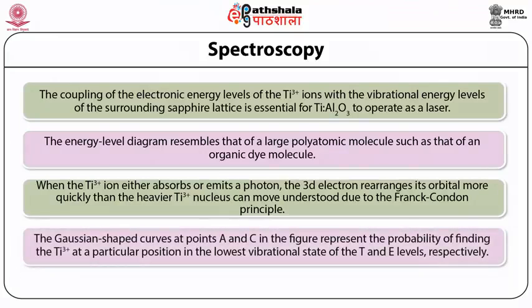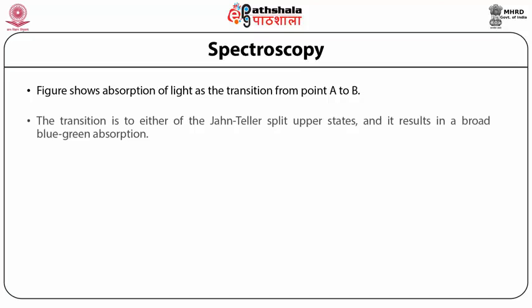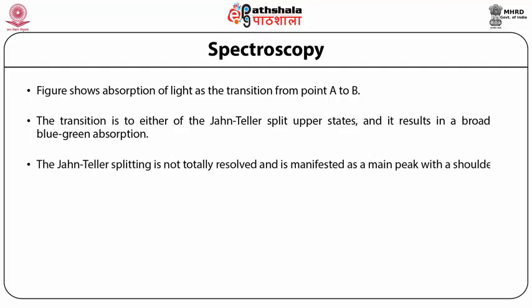The Gaussian shaped curves at points A and C in the figure represent the probability of finding the titanium ions at a particular position in the lowest vibrational state of the T and E levels respectively. The figure shows absorption of light as the transition from point A to B. The transition is to either of the Jahn-Teller split upper states and it results in a broad blue-green absorption. The Jahn-Teller splitting is not totally resolved and is manifested as the main peak with a shoulder.